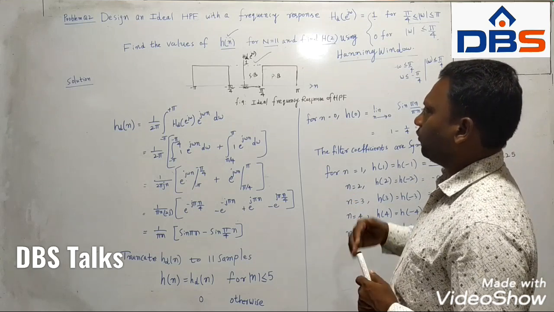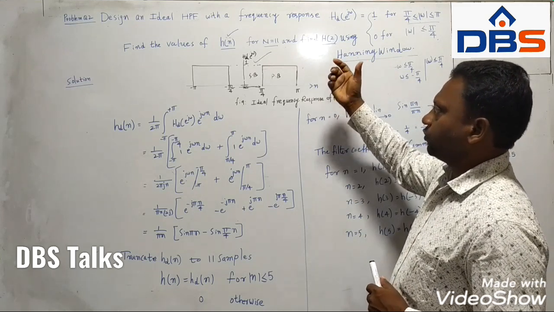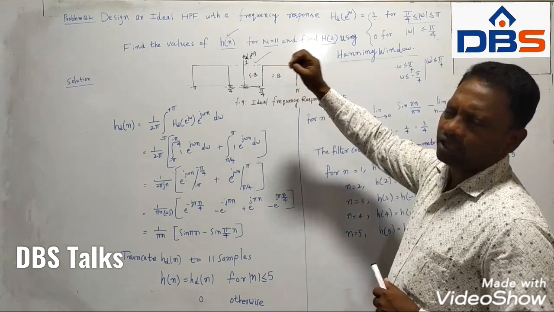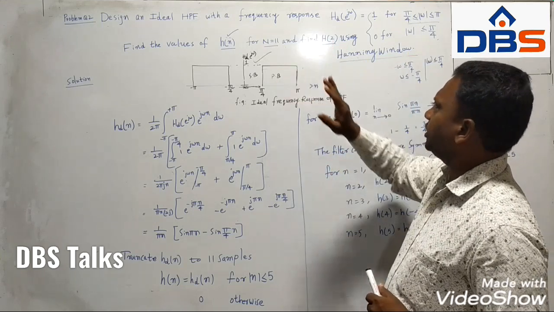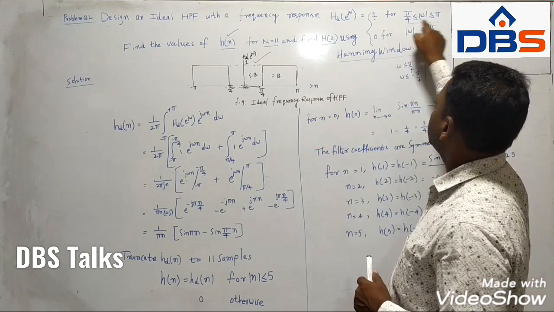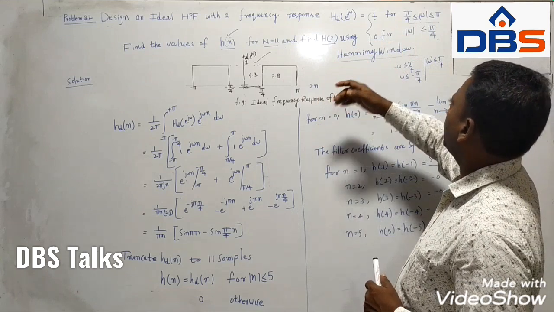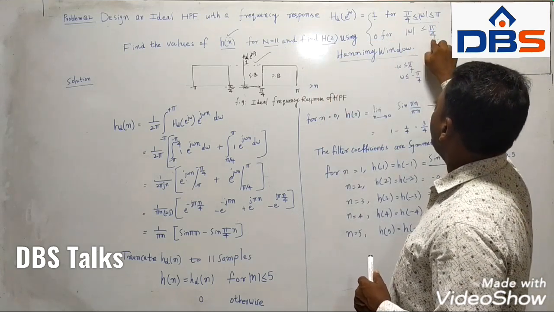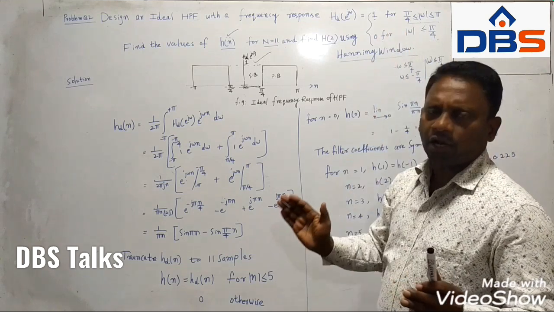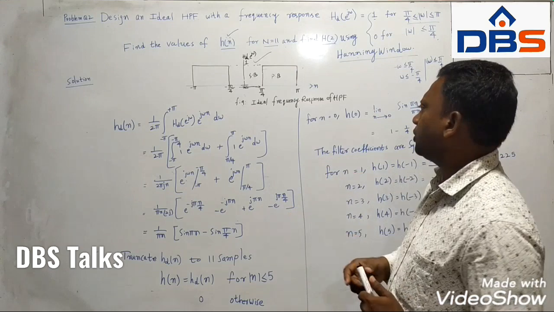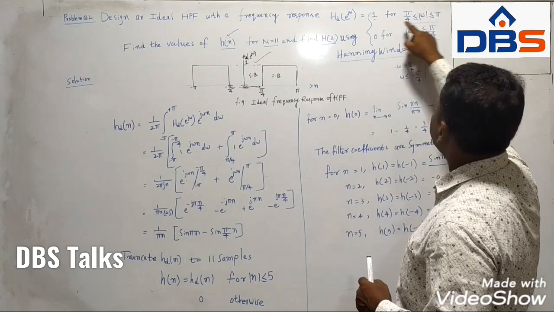Now we have to find HD of n, the desired impulse response of the given filter. We have identified that it is a high pass filter, which was given in the problem, and you need not think about it. Even if it is not given, you have to understand from these characteristics that it is a high pass filter. How do I identify? From 0 to pi by 4 and also from 0 to minus pi by 4 it is 0, which means it is not allowing the low frequencies. You have to get the idea. And above, from pi by 4 to pi, it is 1.